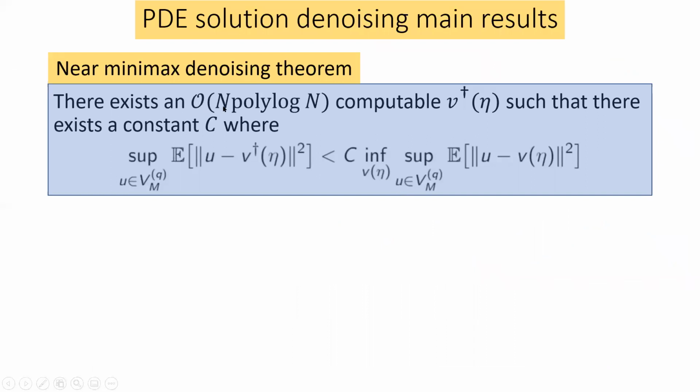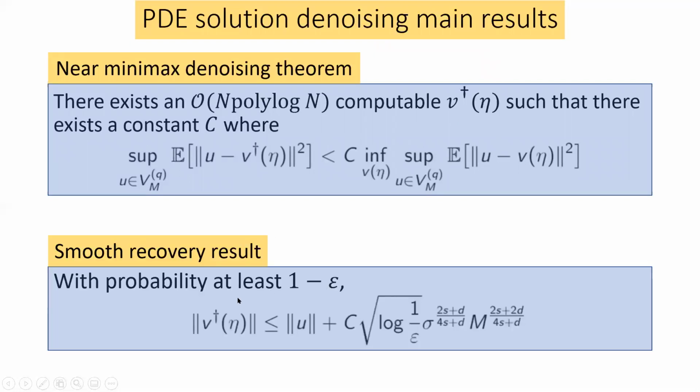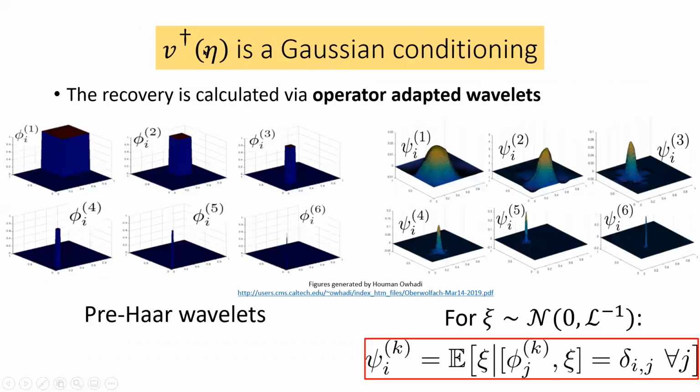The main result of this work is that there exists an efficiently computable recovery that is near minimax. And with high probability, as a bonus result, this recovery is smooth relative to the original signal U. And this near minimax denoising we prove results for turns out to be a Gaussian conditioning. This result was proved and inspired from my advisor Houman Owhadi's operator adapted wavelet framework.